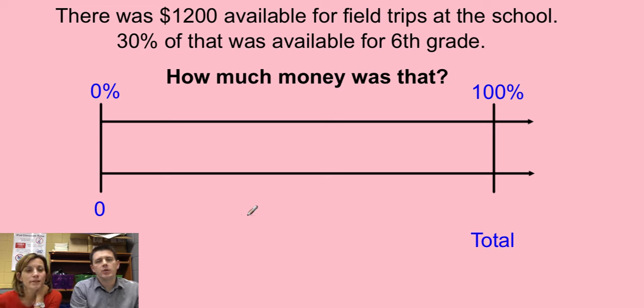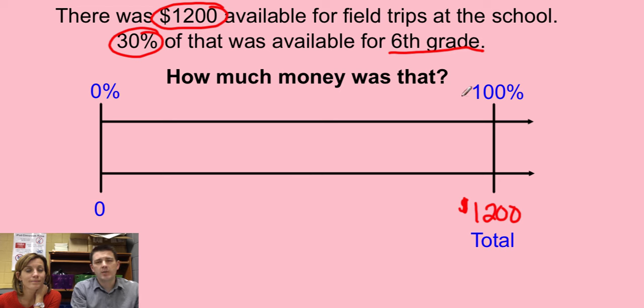There was $1,200 available for field trips at the school. That sounds a lot like that was the total amount available. So I'm going to write 1,200 down here as my total. 30% of that was available for 6th grade. So we want to find 30% of that total.